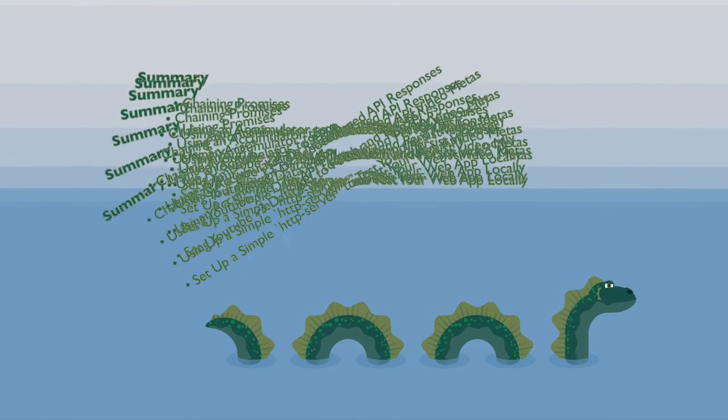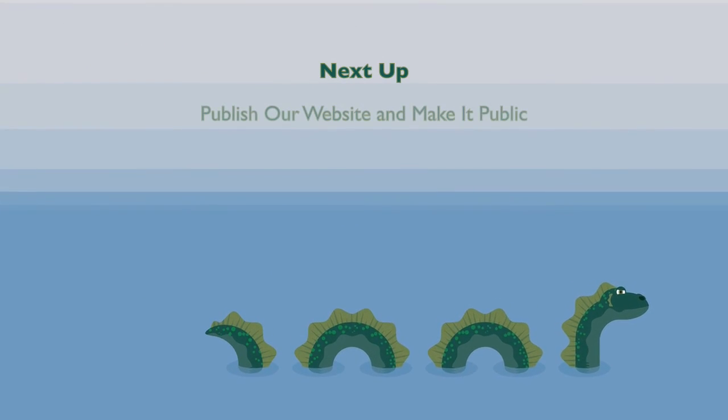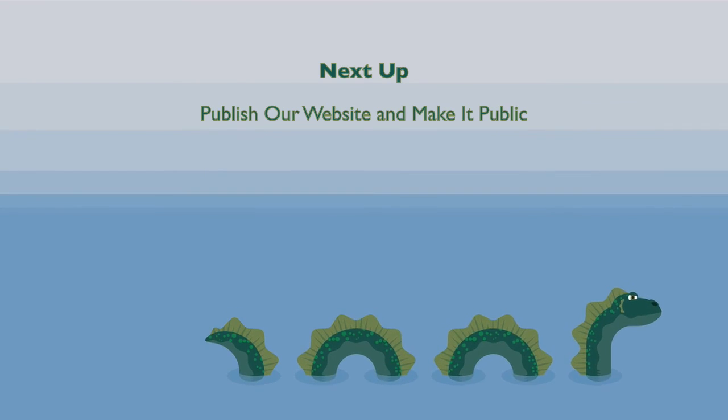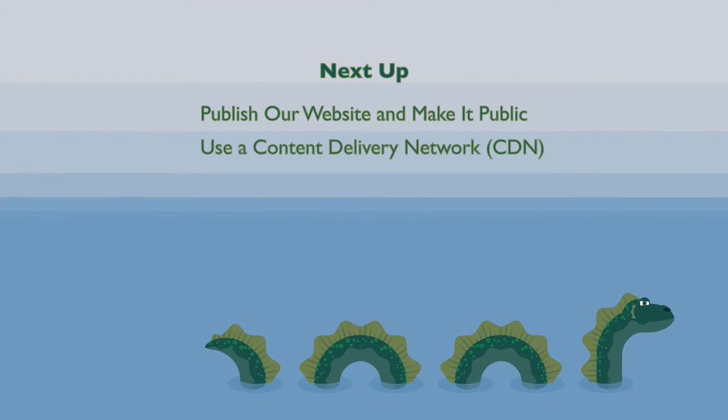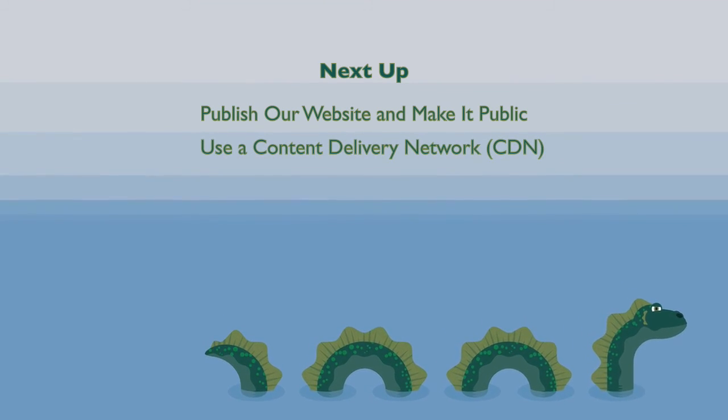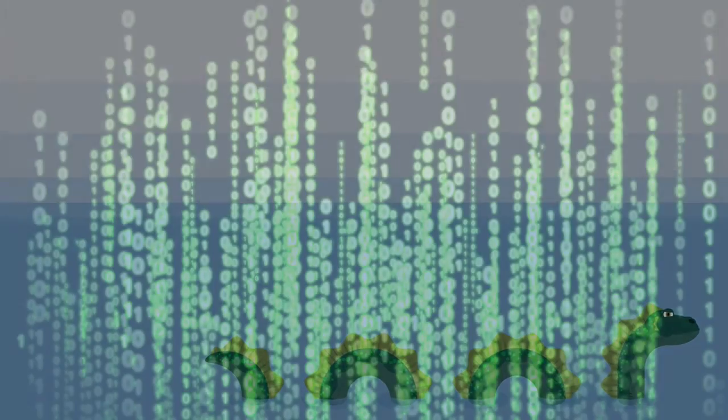And in the next episode, we'll see how we can publish this website and make it publicly accessible. And also we'll learn how to use a CDN or a content delivery network so that we can help improve our app's performance.